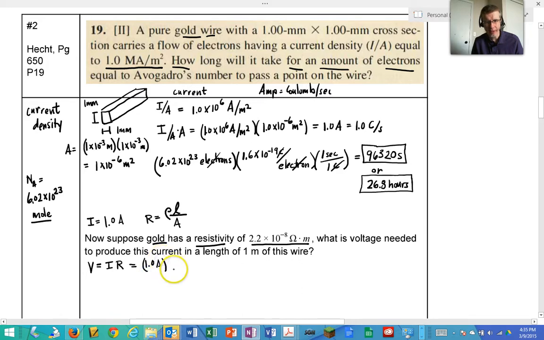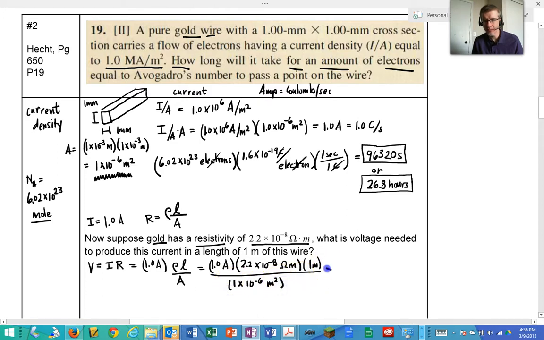My resistance is resistivity times the length divided by the area of the wire, which we said was 1.0 amps times 2.2 times 10 to the minus 8 ohm meters times the length, which we said was 1 meter, and then all divided by the area of the wire. We said the area was this number right here, 1 times 10 to the minus 6 meters squared.